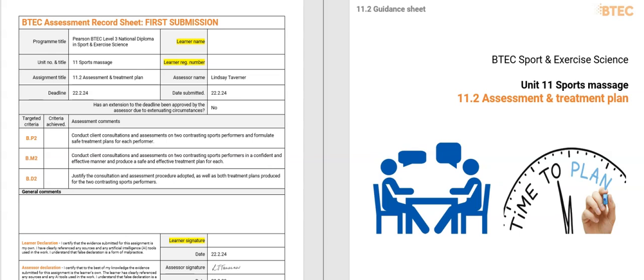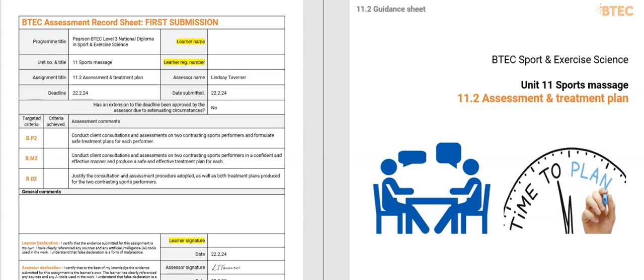Hello guys, so I just want to take a moment to explain the content and how best to approach 11.2. So 11.2 is assessment and treatment plan. And essentially what you have to do is, for two contrasting clients that you're going to create, you need to assess them. That will be done via a consultation. And once you've finished that consultation and you've got loads of information about that client, you're going to design a treatment plan to treat them.